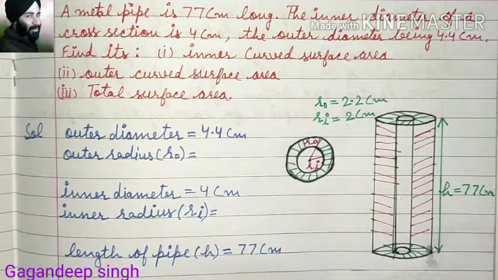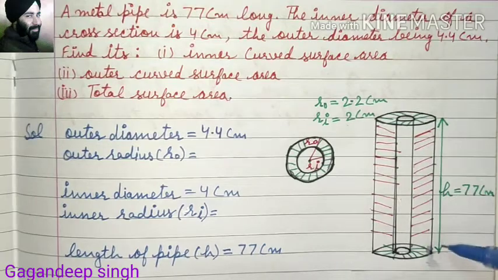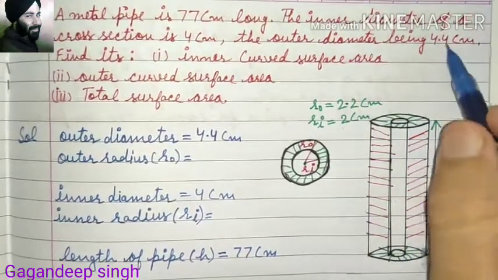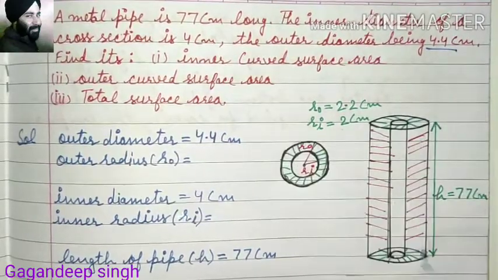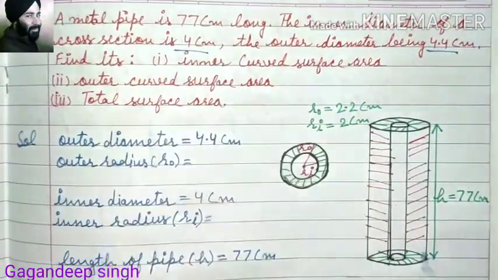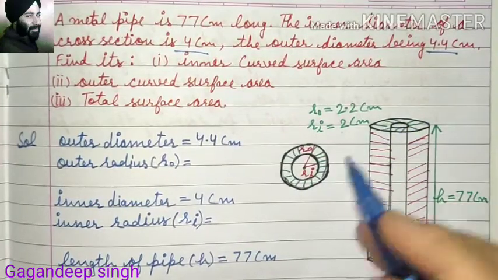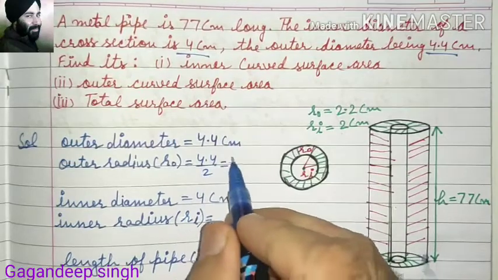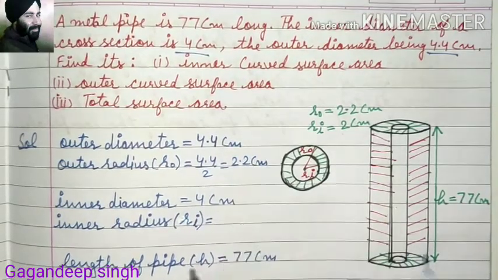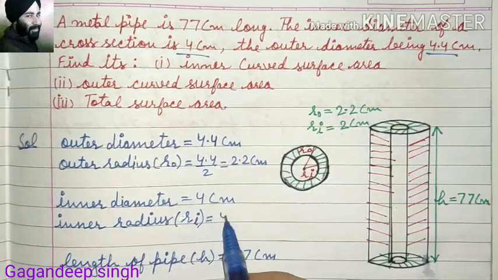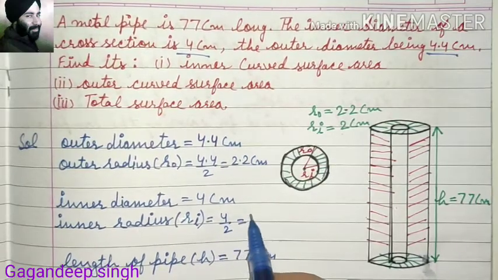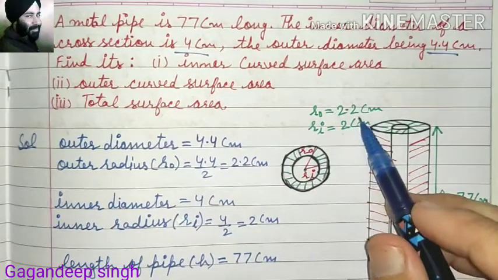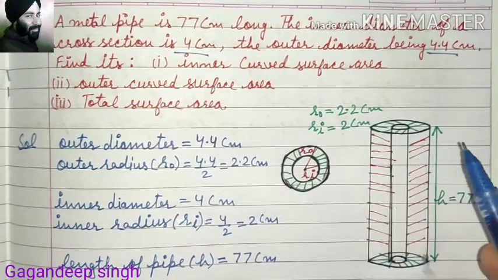In this question, a cylindrical pipe is given whose height is 77 centimeter and whose outer diameter is 4.4 centimeter and inner diameter is 4 centimeter. So outer radius will be diameter upon 2, that is 2.2 centimeter, and inner radius will be diameter upon 2, that is 2 centimeter. So outer radius is 2.2 centimeter and inner radius is 2 centimeter.